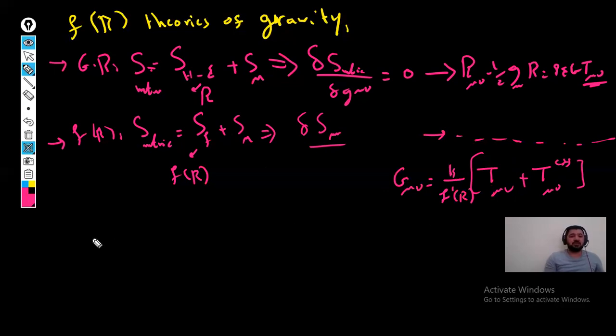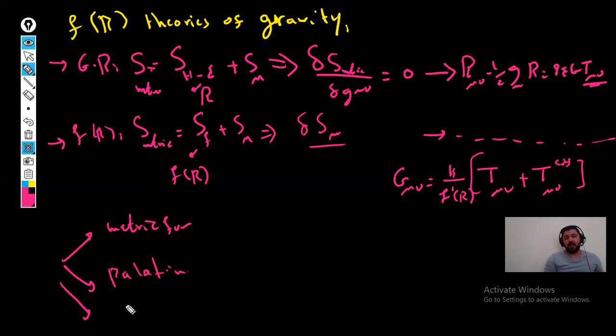Also, we discussed that we have different formalisms for general relativity. The first one is called the metric formalism, the Palatini formalism, and the metric-affine formalism. We have other formalisms, of course, but now I'm just pointing these out here.